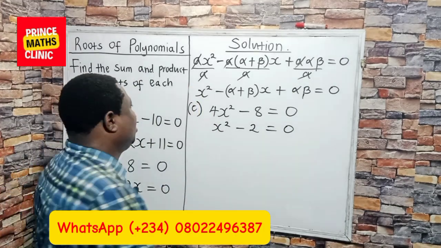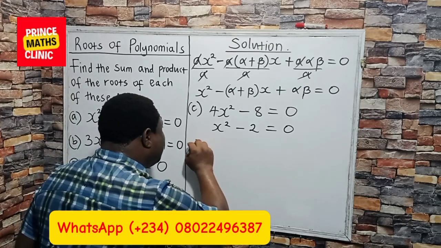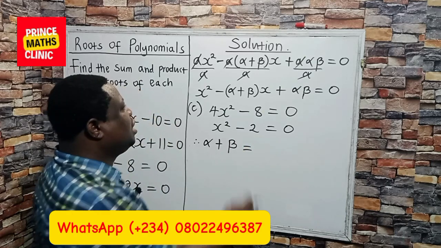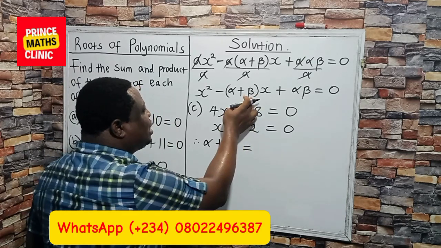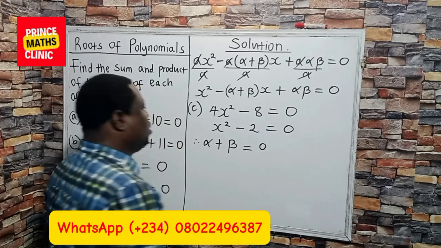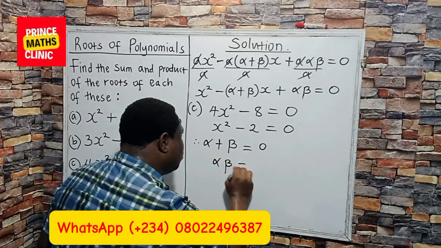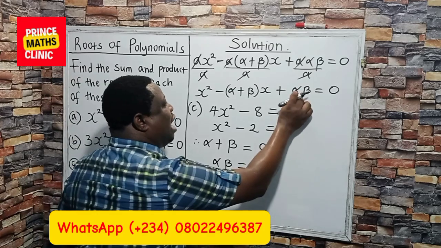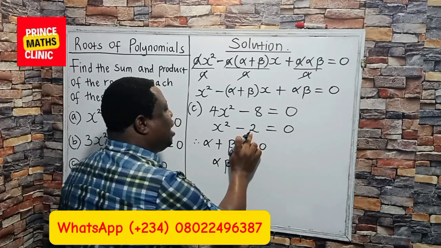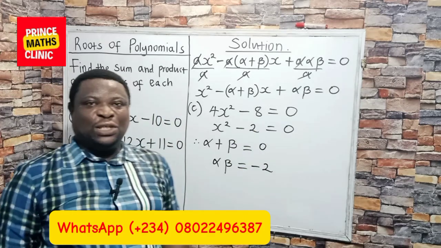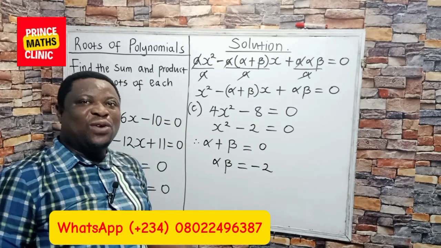Unity means 1. We know that the sum of the roots is in the second term. Since we don't have the second term here, it means 0. Then the product of the roots, which is alpha times beta, is just negative 2. That is the solution to this particular question.